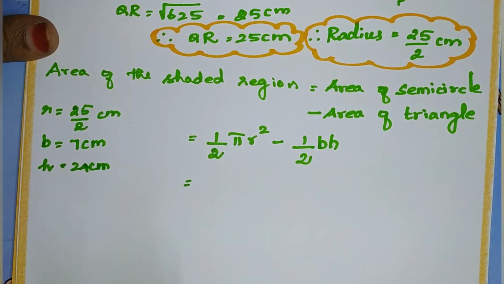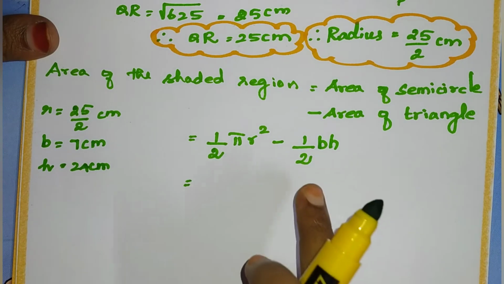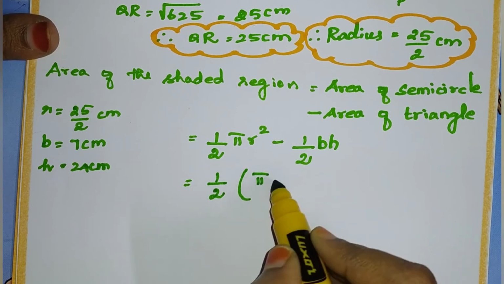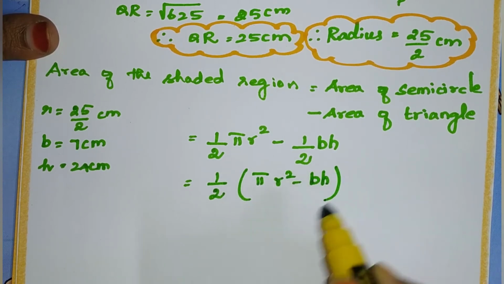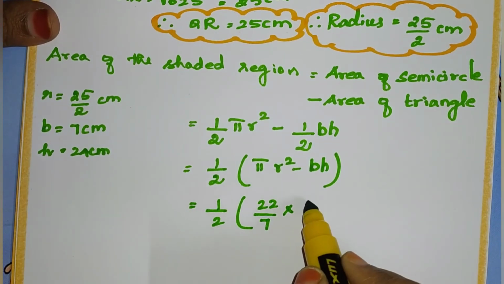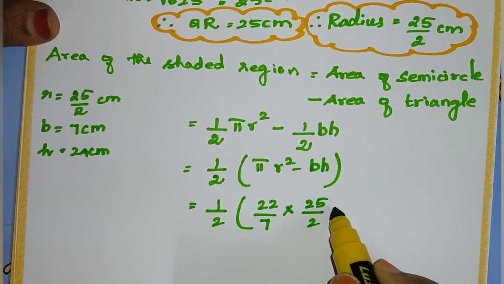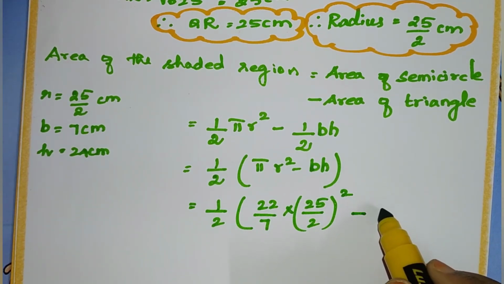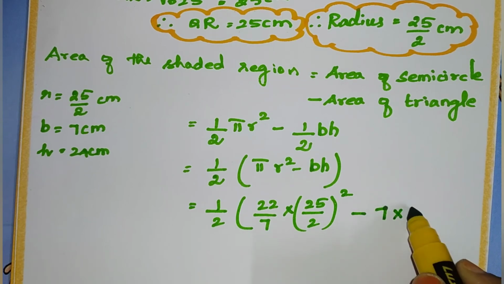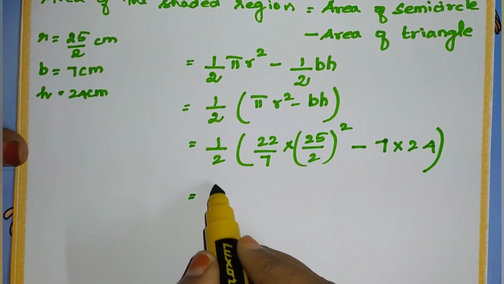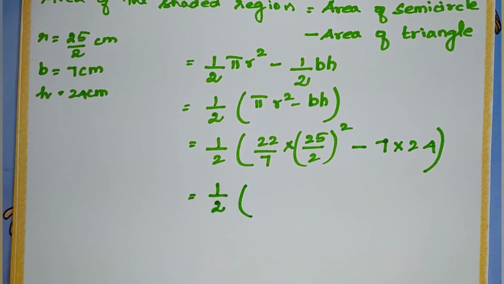In this term also I have 1 by 2, and in this term also I have 1 by 2. So I am going to take the 1 by 2 outside. So the remaining is pi r square minus bh. Pi value is 22 by 7. Substitute r is 25 by 2 the whole square, minus b into h, 7 into 24. Okay, then 1 by 2. So simplify this one.